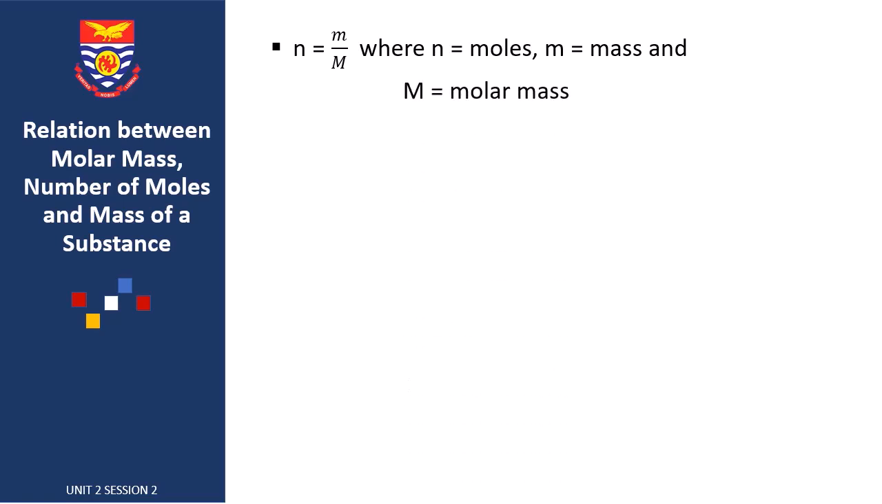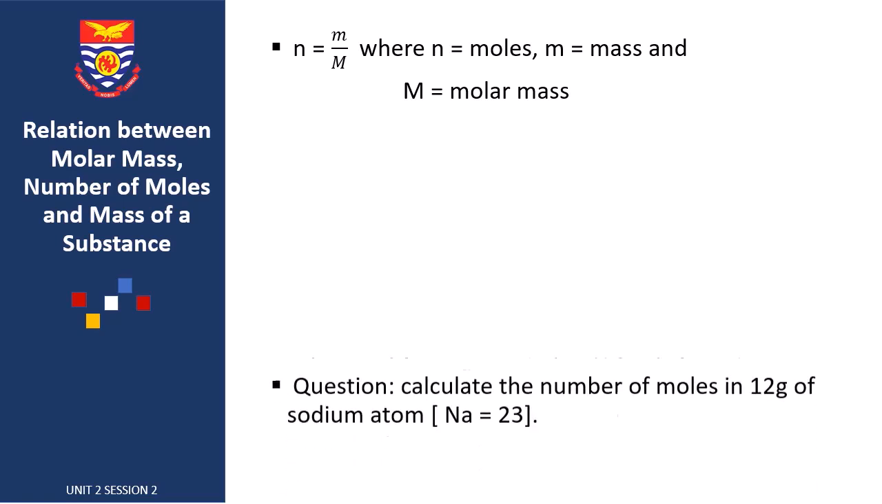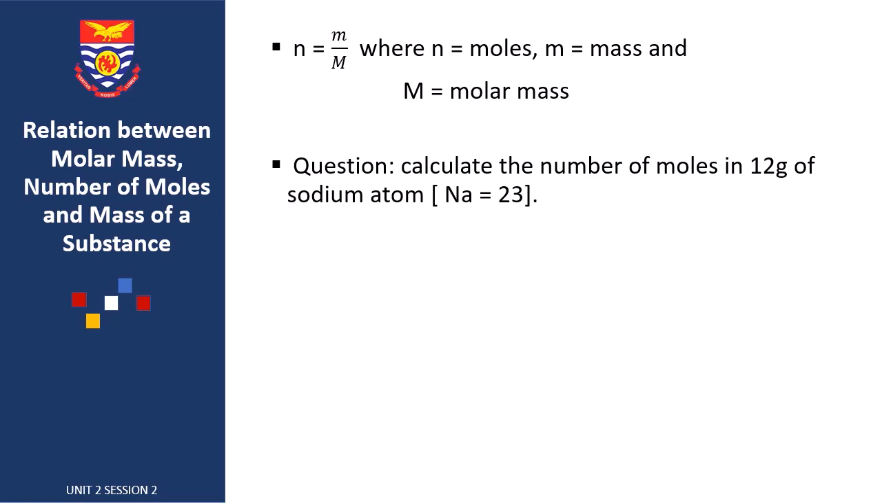Let's try some questions. Let's start with this, where we are to find the number of moles in 12 grams of sodium atom. Remember, this time around we are not looking at entities, we are not looking at particles. So we don't need Avogadro's number here. We are only looking for a number of moles. Let's see what we have been given in the question. We have been given mass, we've been given the atomic mass. In this case, we are going to use it as our molar mass. So the mass is 12, molar mass is 23. We go for our relation, n is equal to small m over capital M, and then we do our substitution, and our answer is 0.52.